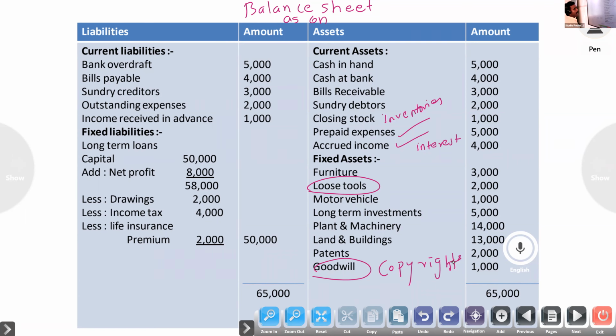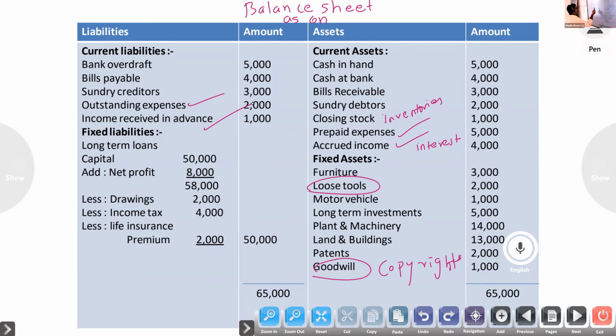Next, liabilities: bank overdraft, bills payable, sundry creditors, outstanding expenses. This year's expense, still we didn't pay. Outstanding salary, correct. Suppose we started one business organization. We have to give salary to the employees, 12,000, but we gave only 8,000. The remaining 4,000 is outstanding expenses. Income received in advance: our next year's income, we received this year. We are following the conservatism principle. So income received in advance is a liability only.